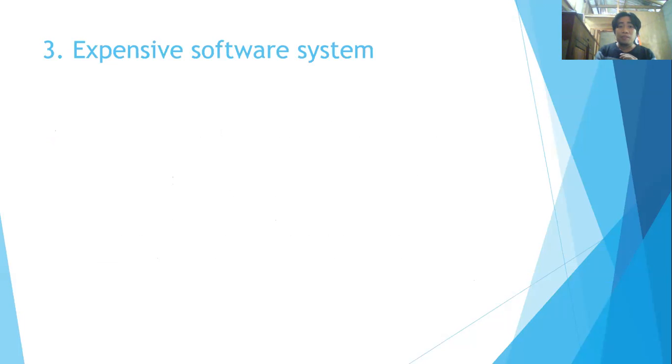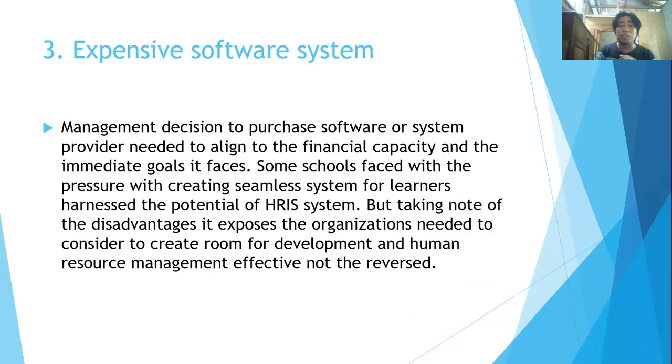Third is the expensive software system. A management decision to purchase from a software system provider needs to align with the financial capacity and the immediate goals the school faces. Of course, the software itself is so expensive, so schools or institutions need to weigh whether they really have the financial capacity to buy those platforms or software.